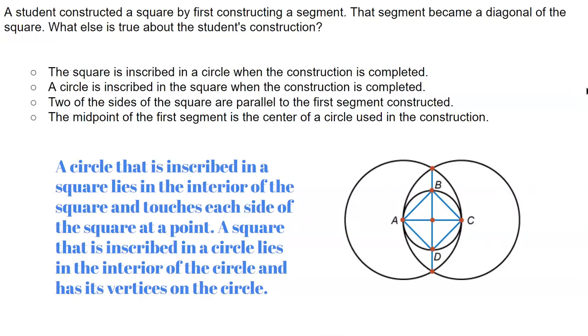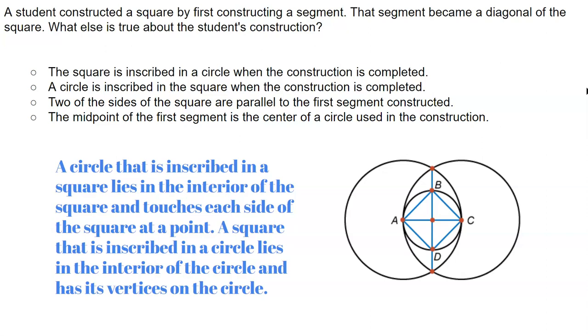A student constructed a square by first constructing a segment. That segment became a diagonal of the square. What else is true about the student's construction? The square is inscribed in a circle when the construction is completed. Inscribed means to be inside of.